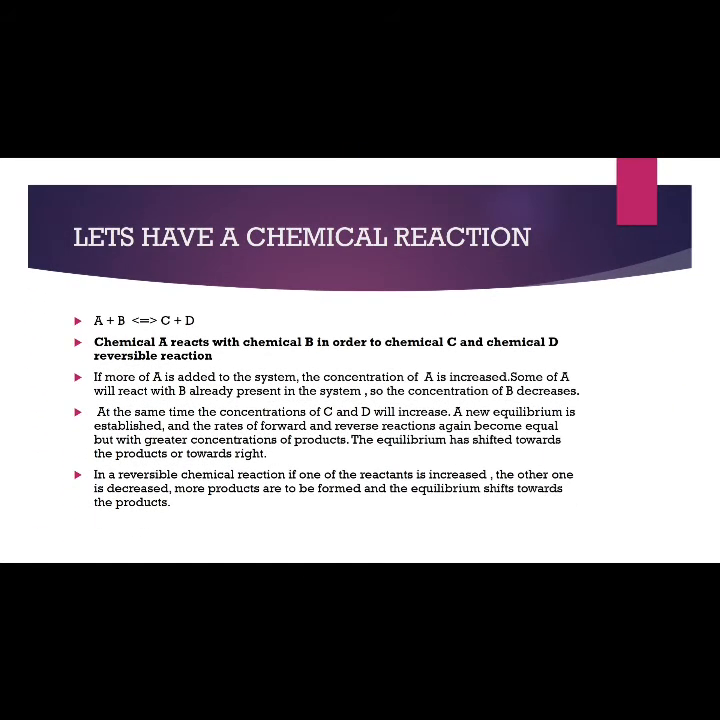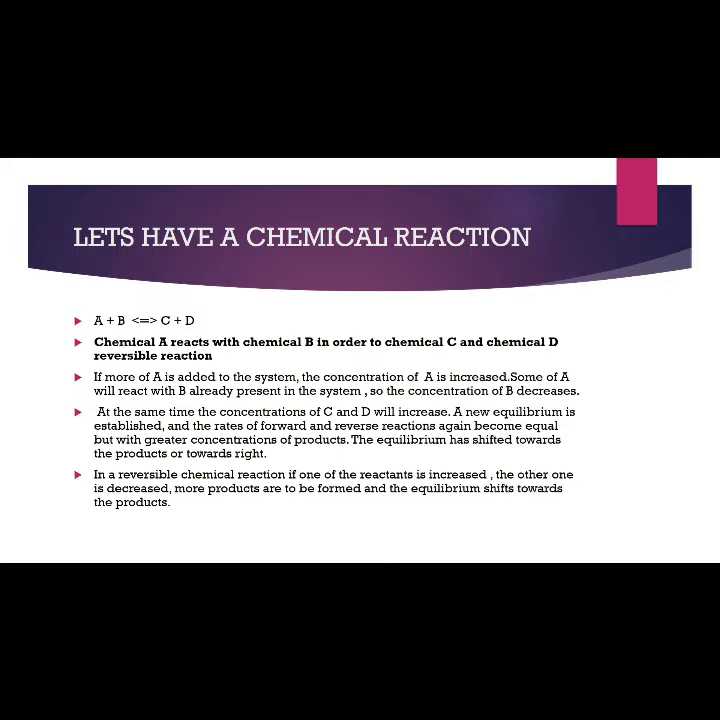Let's have a chemical reaction. Chemical A reacts with chemical B in order to form chemical C and chemical D, a reversible reaction. If more of chemical A is added to the system, the concentration of A is increased. Some of A will react with B already present in the system, so the concentration of B decreases. At the same time, the concentrations of C and D will increase.